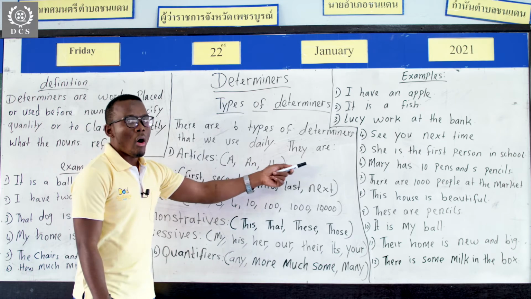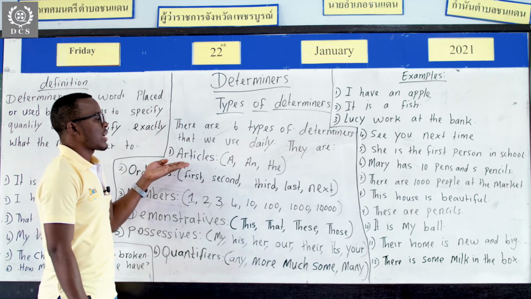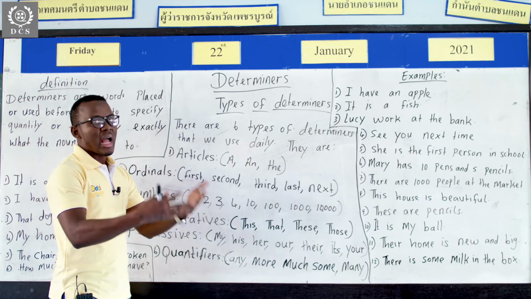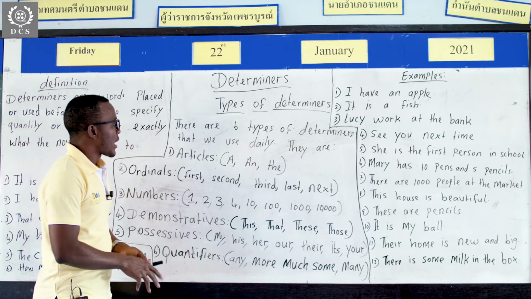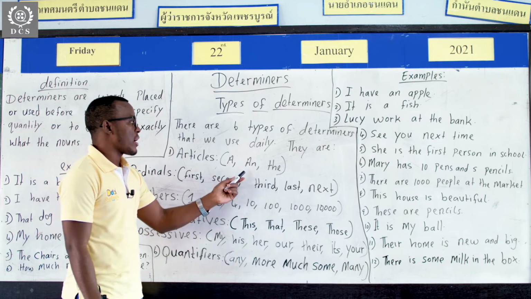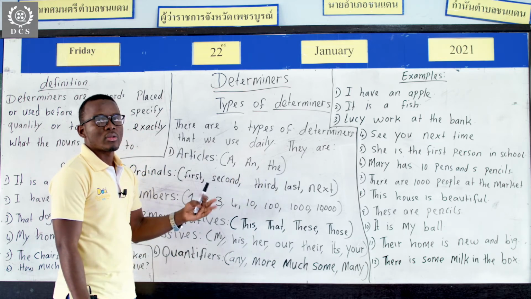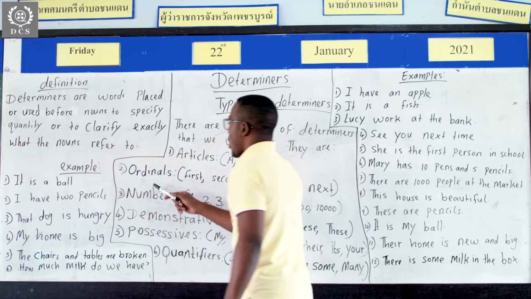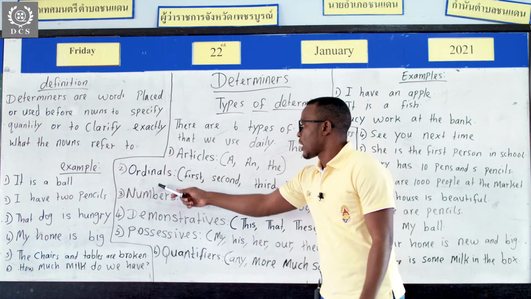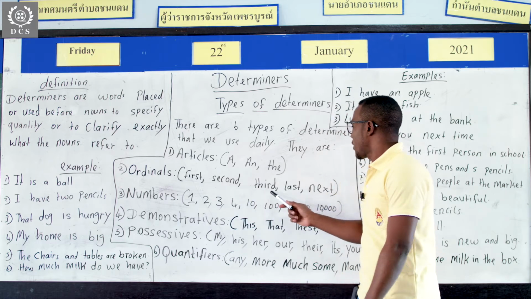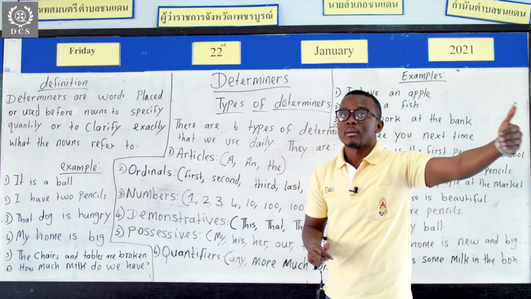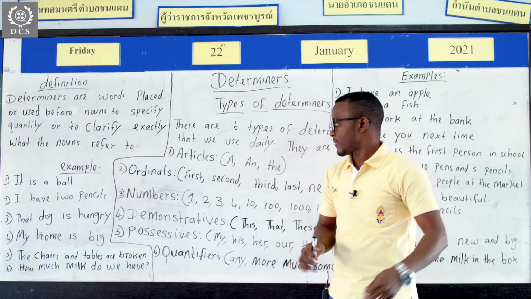The first one is articles. We have a, an, and the, which are used as articles. The second one, ordinals. For ordinals, we have first, second, third, last, next. They just show the way in which things move or progress.